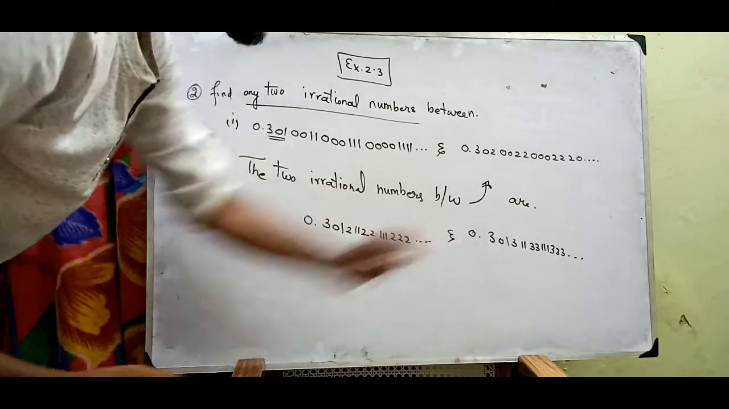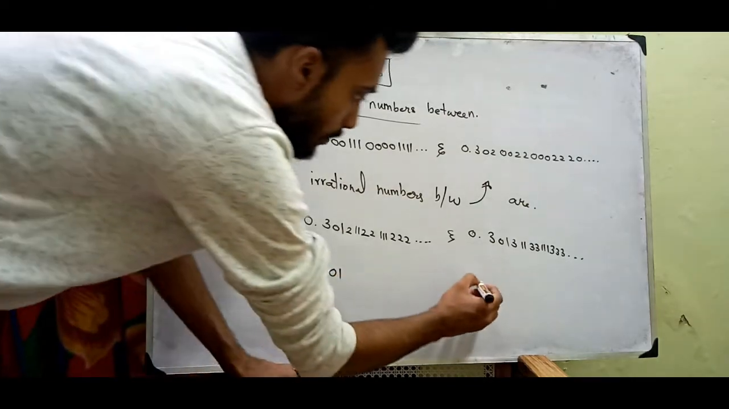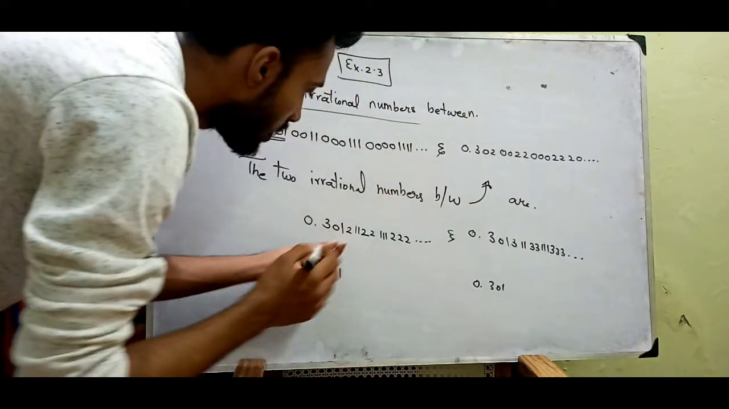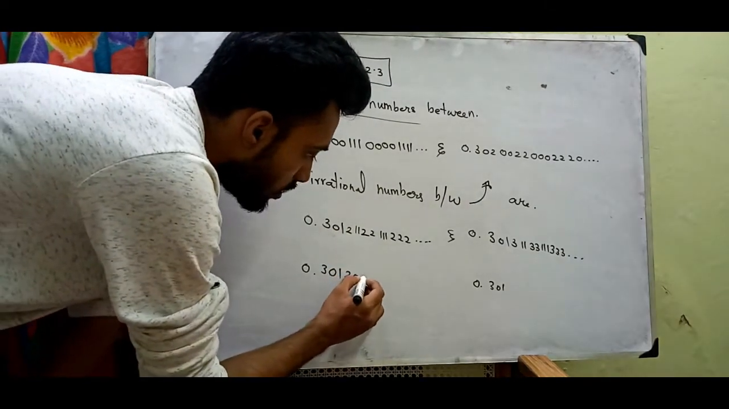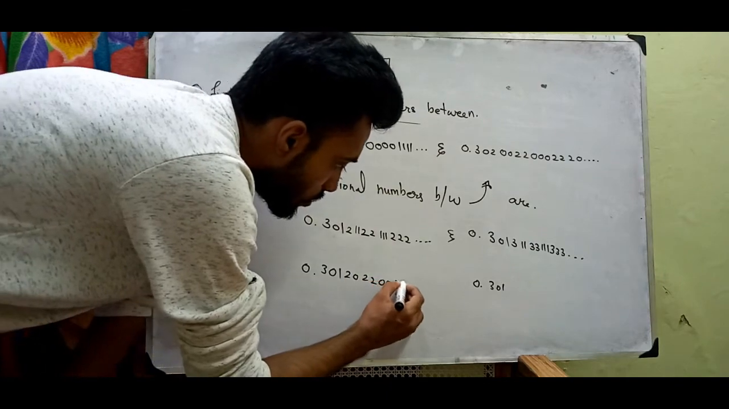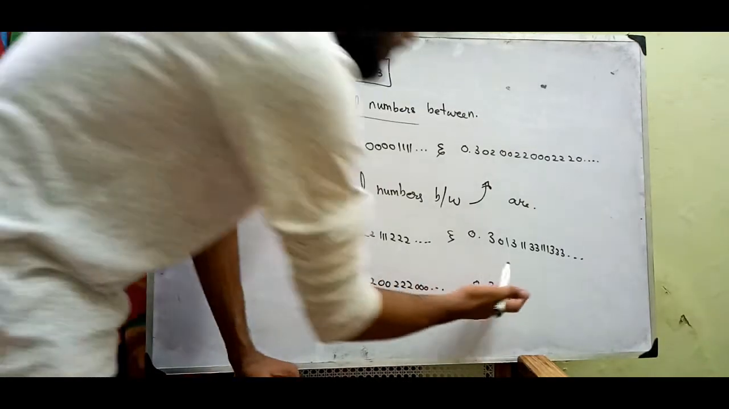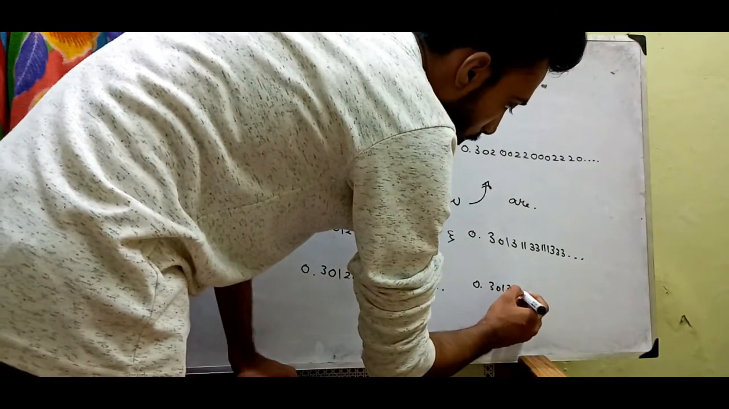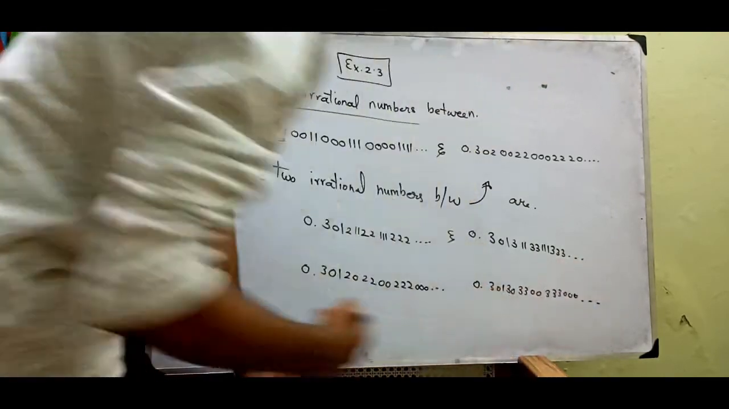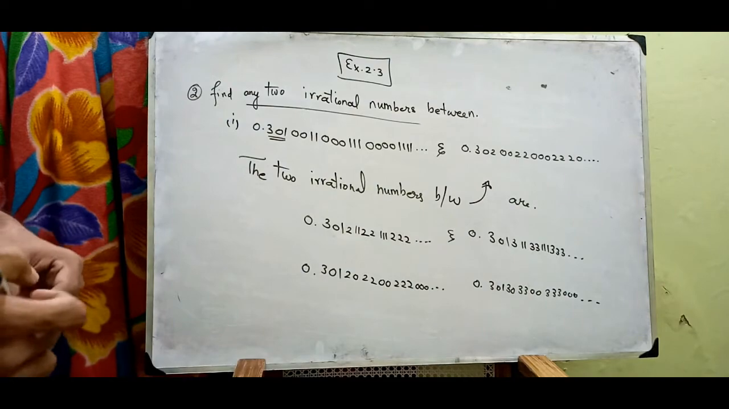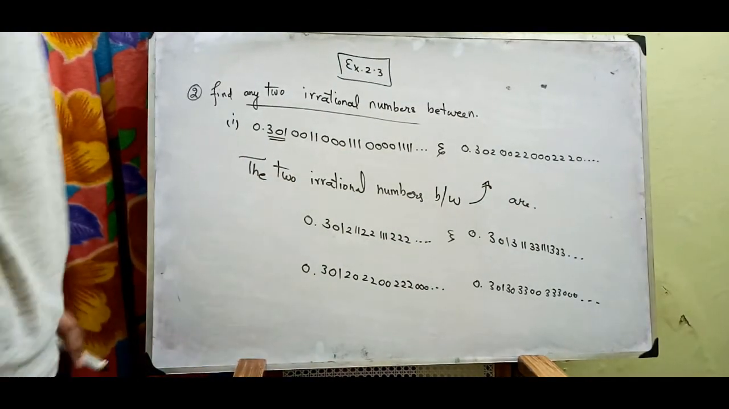You can also write it in this way: 0.301, and I have written 2 here, right? What you have to do is 20, 2200, 222000, and so on. You can also include it in this way. But here 130, 3300, 333000, and so on. Such numbers also exist in between this and this. Got it?